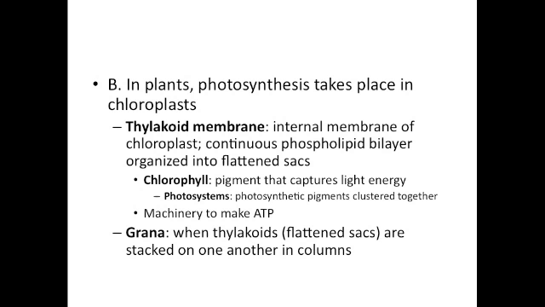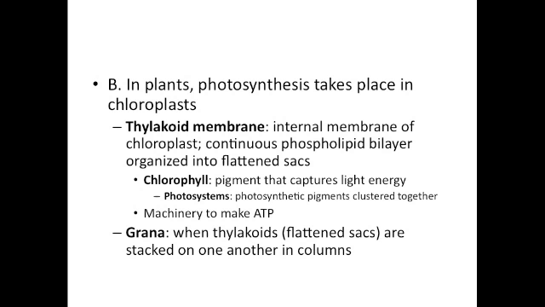Now, in plants, photosynthesis does take place in the chloroplasts. So the chloroplasts are kind of like equivalent to mitochondria. They both have a double membrane, but there are some different structures that we need to learn about here. And so we will start with the thylakoid membrane. It's an internal membrane of the chloroplast. It's a continuous phospholipid bilayer, and it's organized into these flattened stacks.